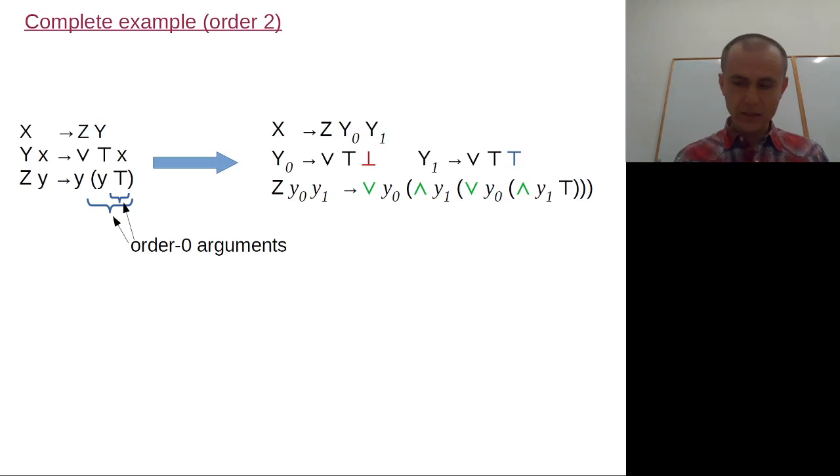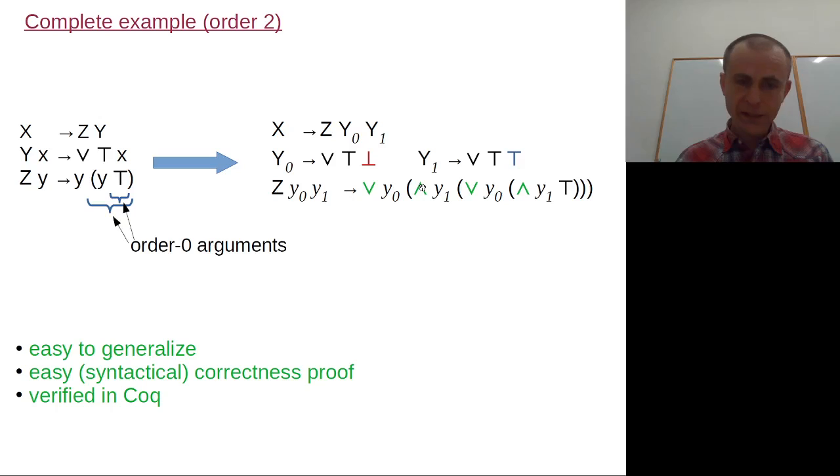So summing up, we have to create multiple variants of every non-terminal and every argument that takes arguments of order 0, and we pass bottom or top for these arguments of order 0, and applications with an argument of order 0 are replaced in this way. And this is easy to generalize.